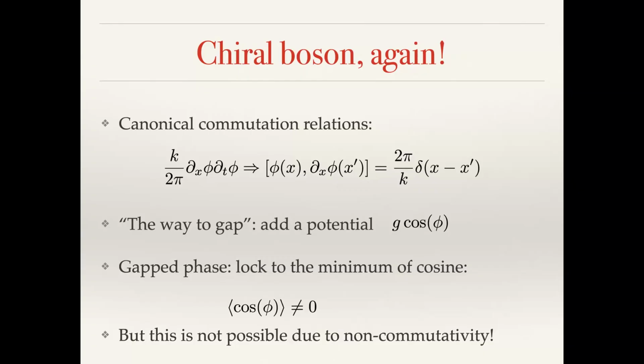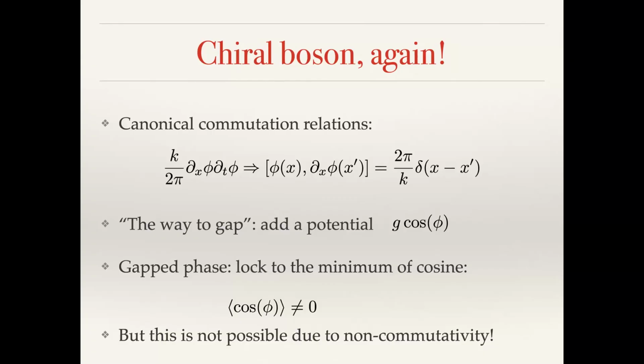Well, basically, the way that you do it is you add a potential involving a cosine of the field, okay? And what you want is for the coefficient of this potential to grow very large in the infrared, or maybe you just make it very large at the beginning, such that this cosine is going to take an expectation value, and now phi is going to be locked near the minimum of this cosine, right? And then you can think of this as like a harmonic oscillator, there's a gap. Good. But if you try and do this for your chiral boson, the cosine cannot take an expectation value.